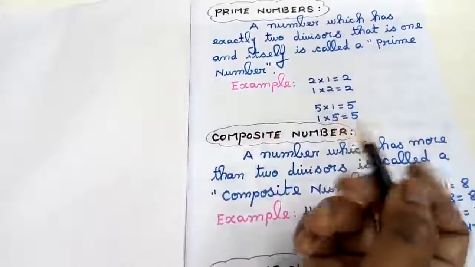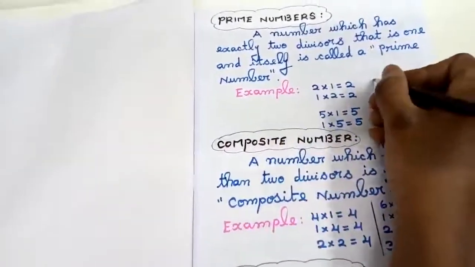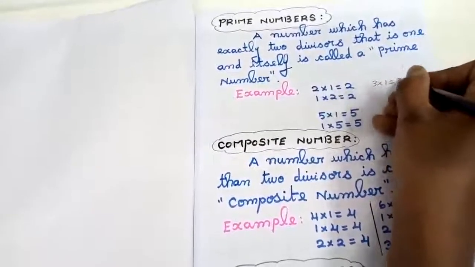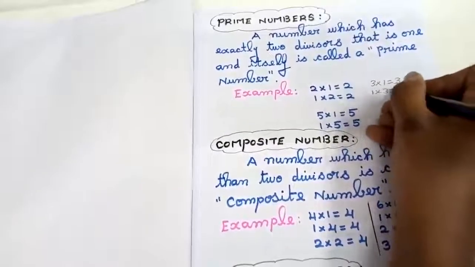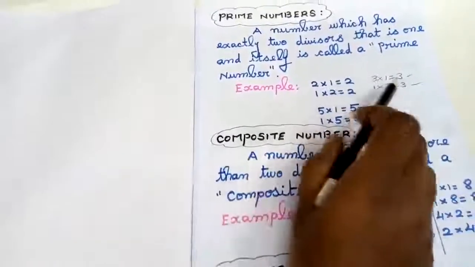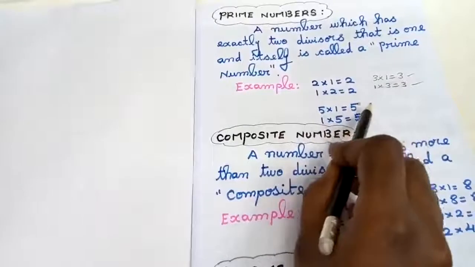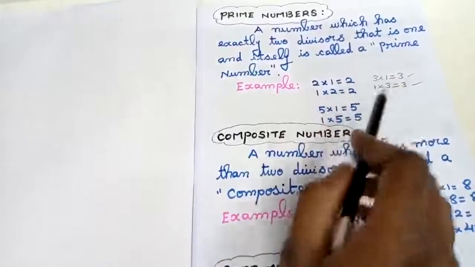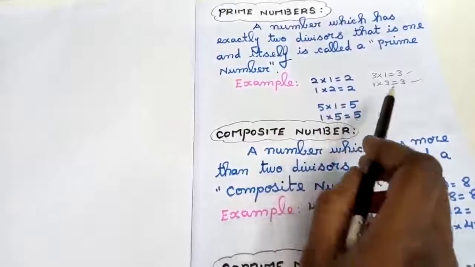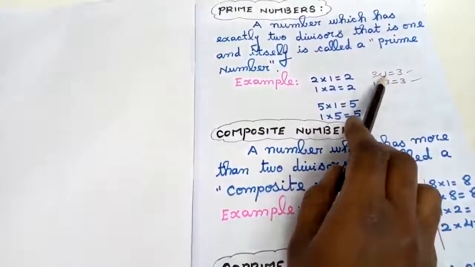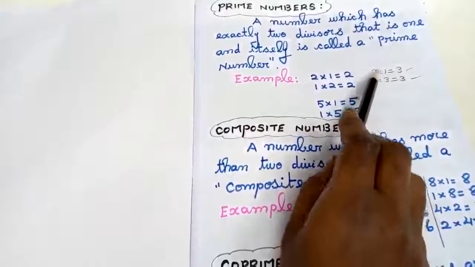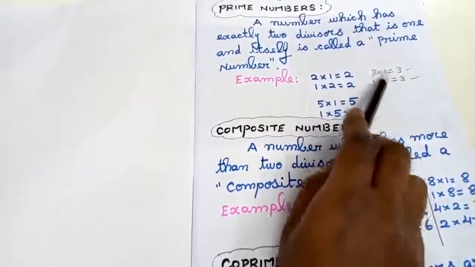Similarly, if you are going to take the number 3, if I multiply I should get the answer 3, which means 3 ones are 3, 1 threes are 3. Except this I will not get the answer as 3. So for 2, 3, 5, while multiplying, only this is the possible concept. If you see 1 and the same number, 1 and itself, exactly 2 divisors, this is called 2 divisors.